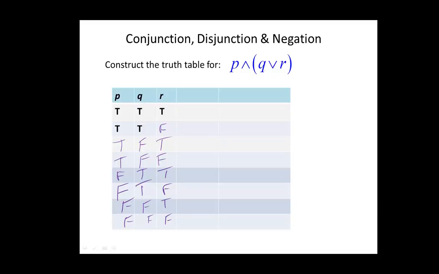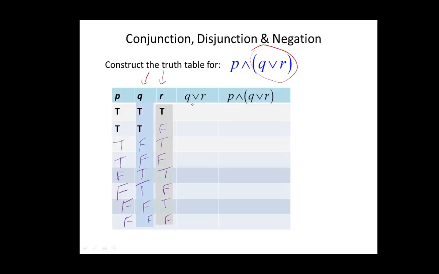Now let's look at our statement. We need to consider Q or R, so we need a column for this. That's what we have next. Looking ahead, once we have all those truth values, we'll have our final column, P and the quantity Q or R. So for Q or R, I'm looking at the Q column and the R column.